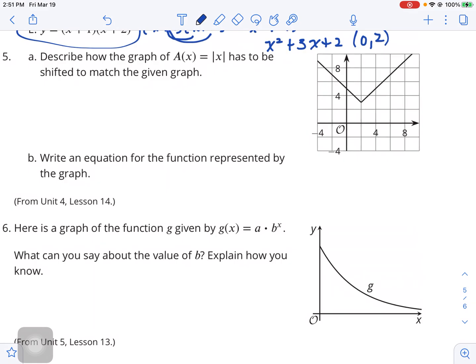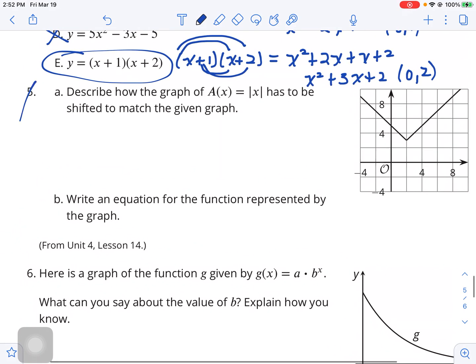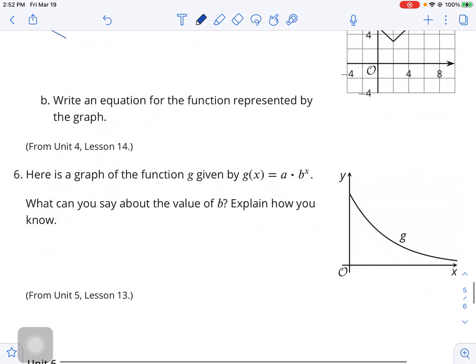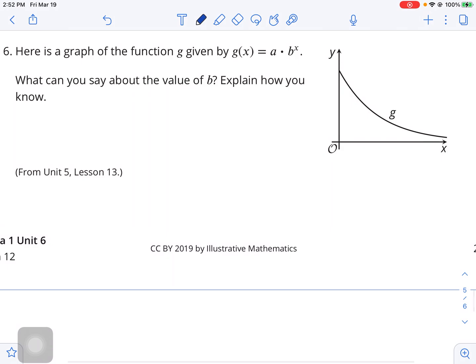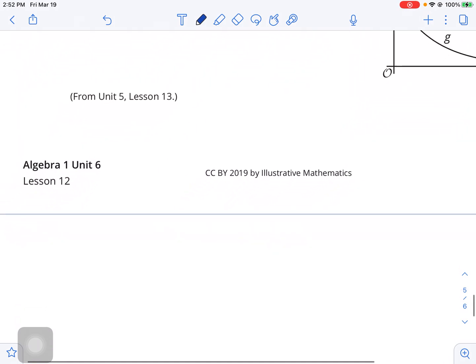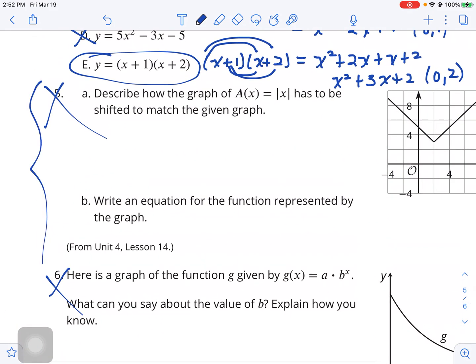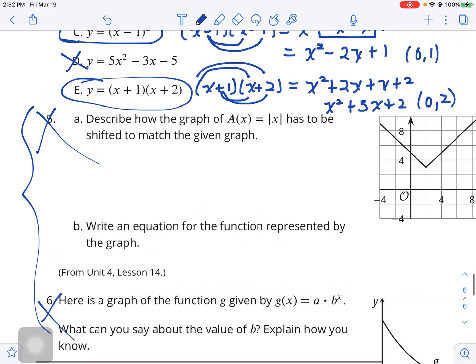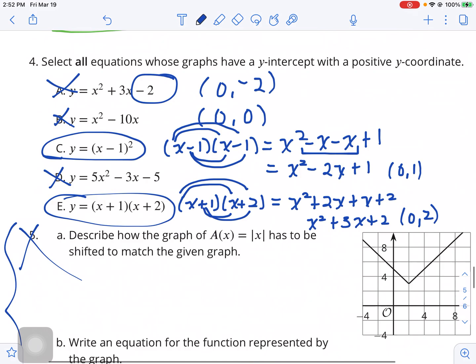Number 5, describe how the graph of the absolute value of x has to be shifted to match the given graph. Write an equation for the function represented by the graph. So this one is from unit 4, and we're not going to do that one. We didn't do those. And here's a graph of the function, and we're going to skip that as well. So we are done. I will make sure those two problems come off of your assignment. And that's it then. I hope this helped. Thank you.